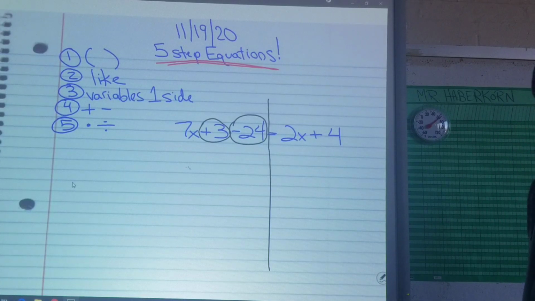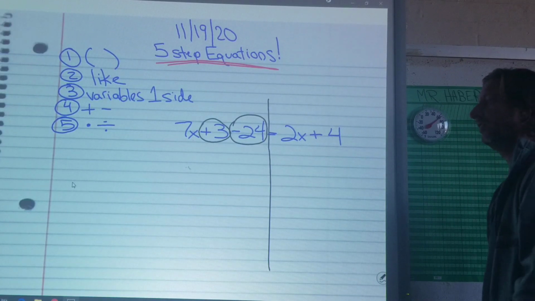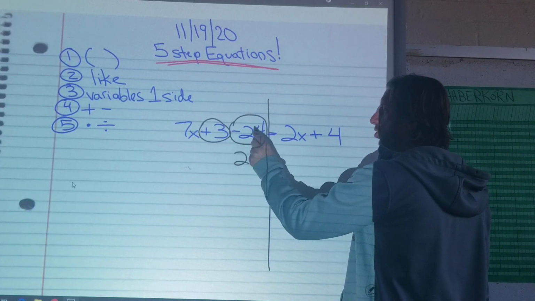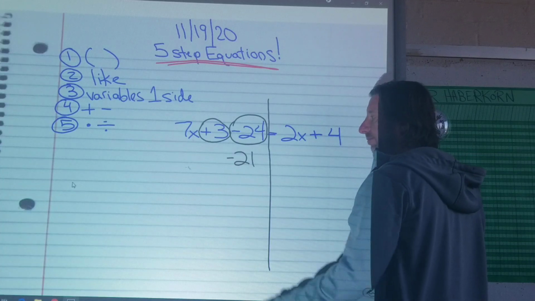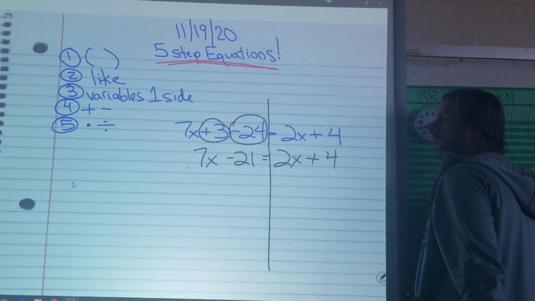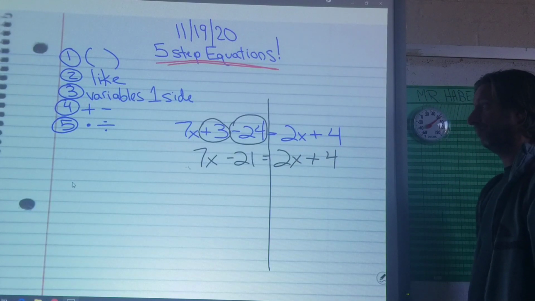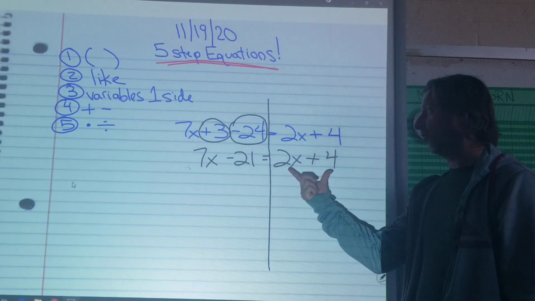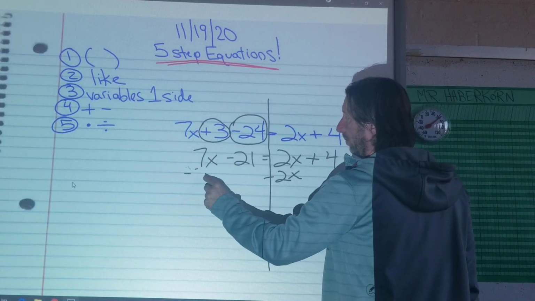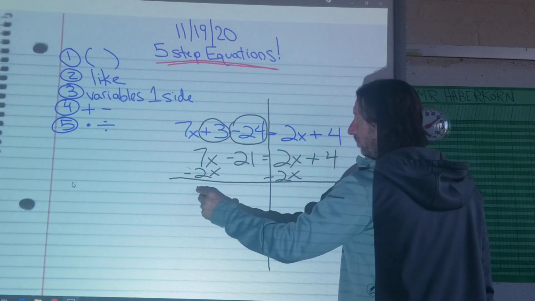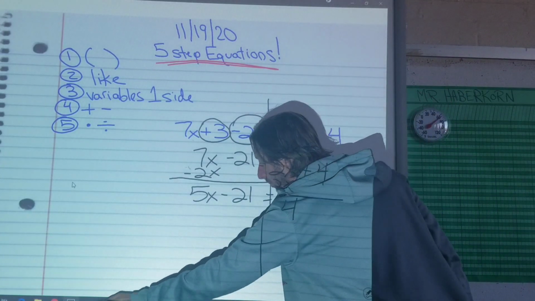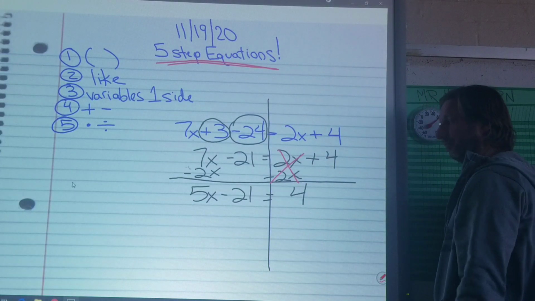Now to combine those, we got to think back to the negatives. Different signs we subtract. 24 minus 3 is 21. And this one's the stronger number, so we're going to use that sign. Okay, so we got rid of the like terms. These are unlike terms, those are unlike terms. Get your variables on one side. Right? Those are gone, canceled out.